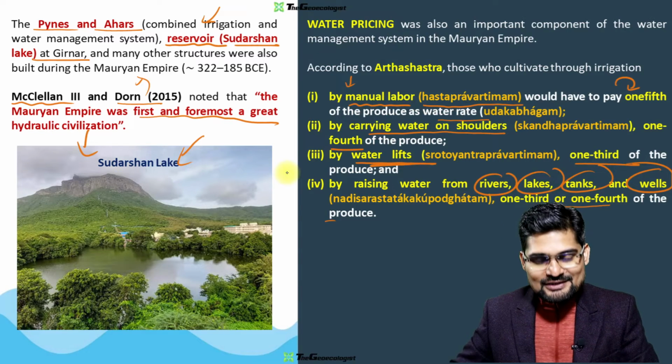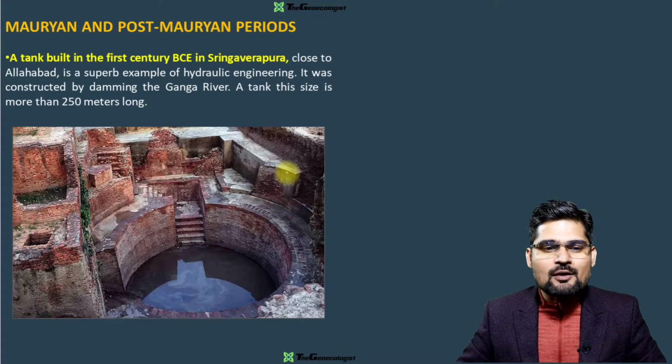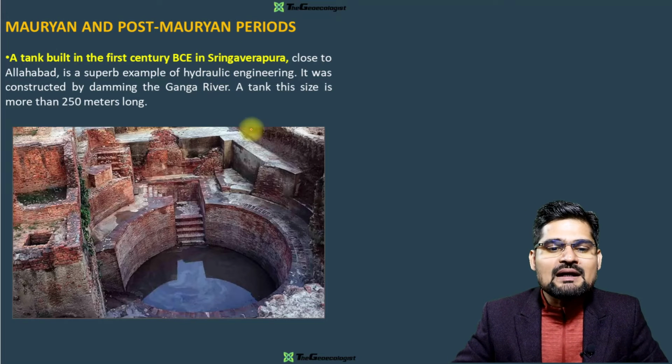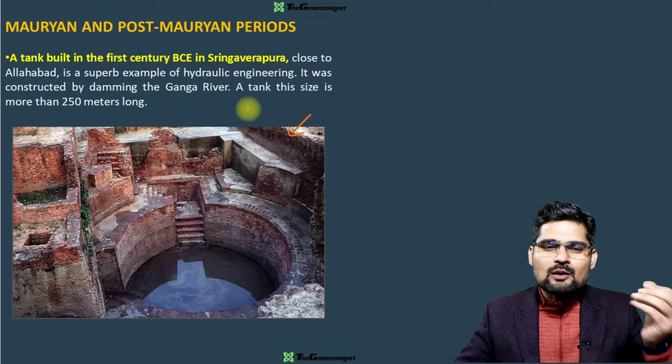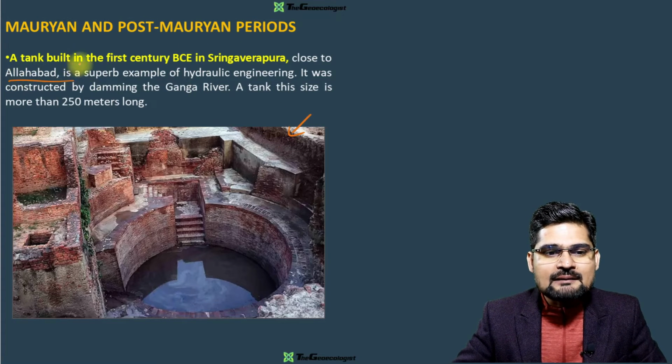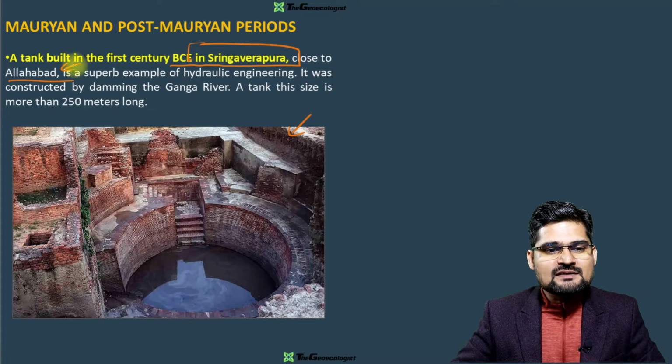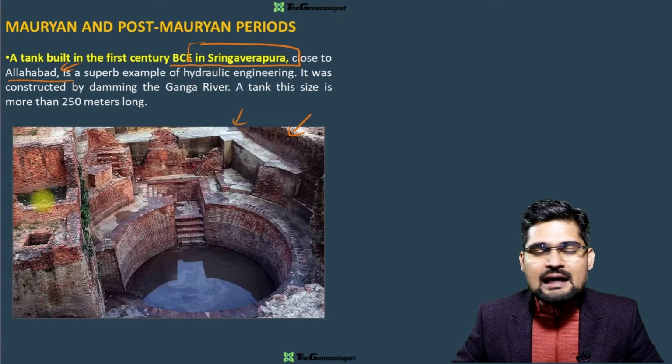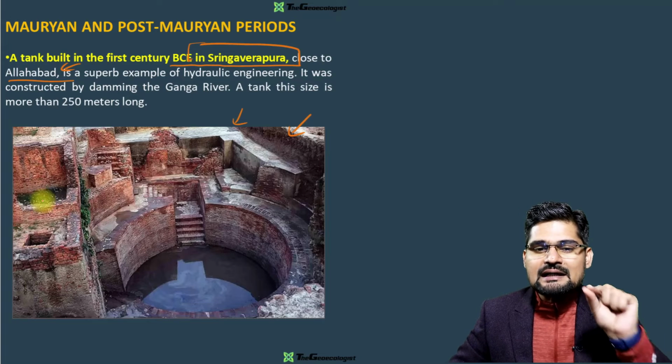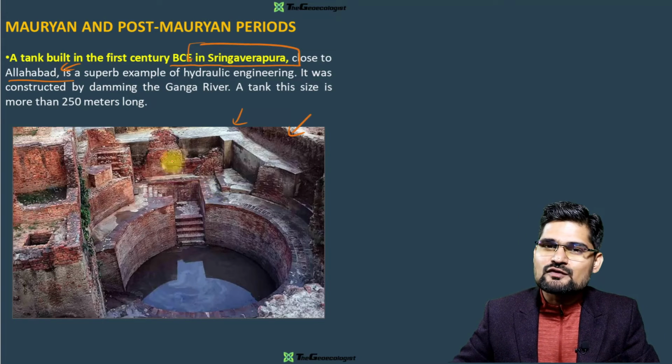Of course not. So if you observe, the Mauryan and post-Mauryan Empire periods have many of these water structures. One of them is very famous at Allahabad, the Sringaverapura. If you observe, this tank was built on the Ganga river using a particular damming method, and it's 250 meters long.